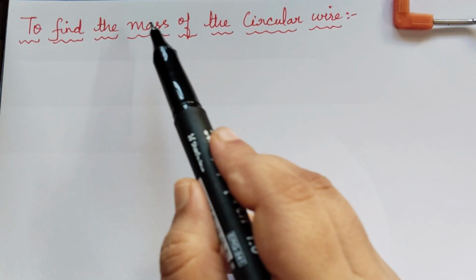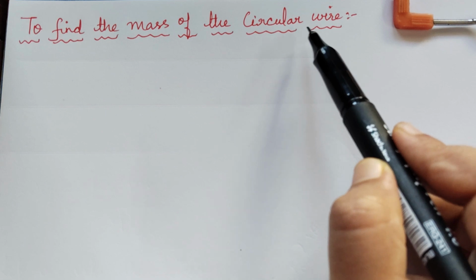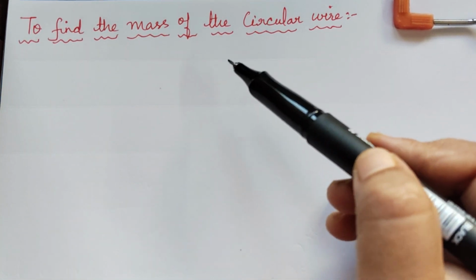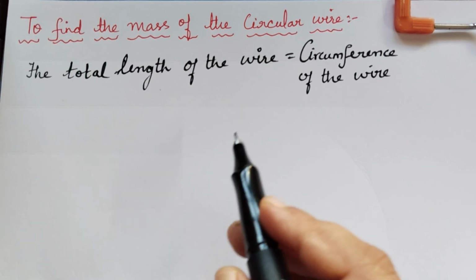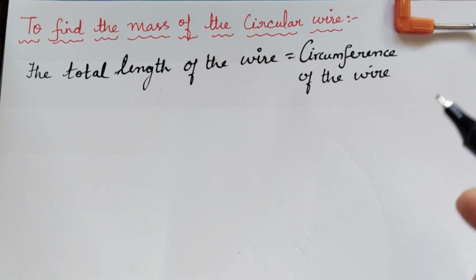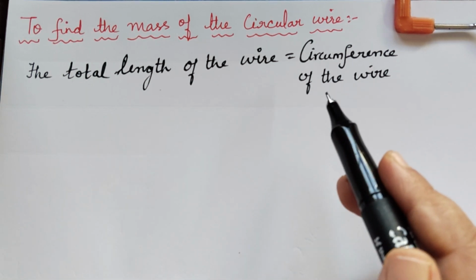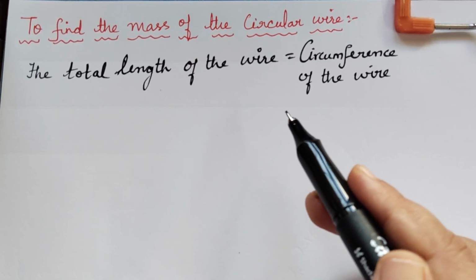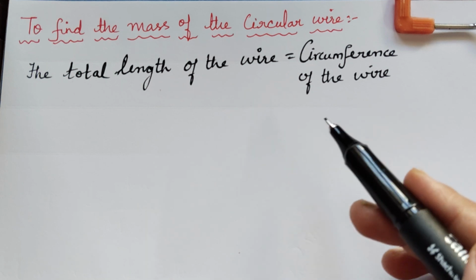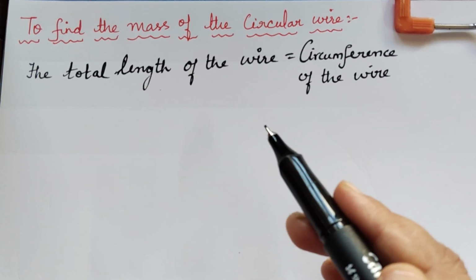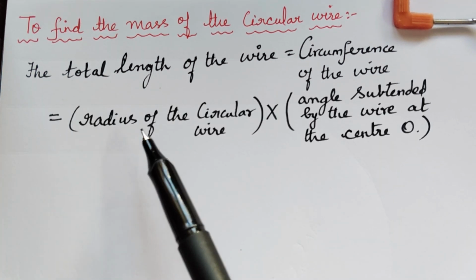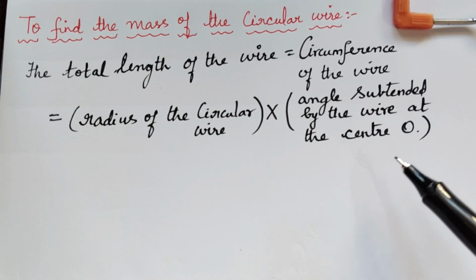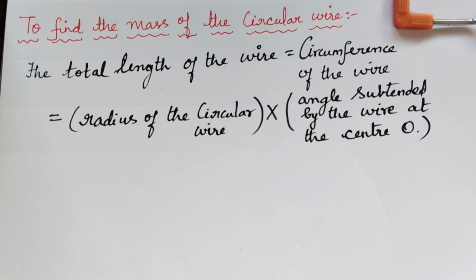So therefore, in order to find the mass of the circular wire, first we shall find the total length of the wire. How to calculate it? So the total length of the wire is equal to what? The circumference of the wire. So how can we calculate the circumference of the wire? We have to multiply the radius of the circular wire and the angle subtended by the wire at the center O. So that is equal to the radius of the circular wire multiplied with the angle subtended by the wire at the center O.